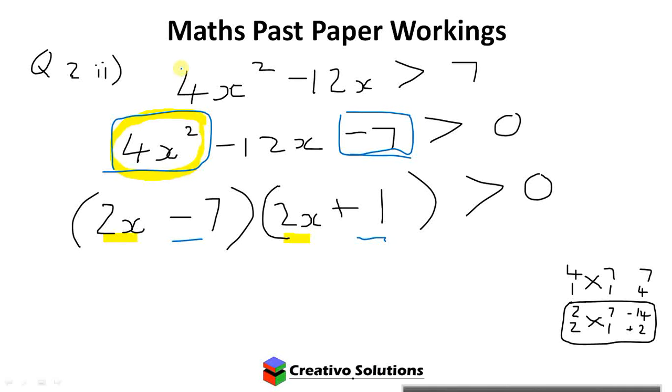Minus 14 plus 2. Yes, minus 14 plus 2 gives you the middle term. So say 2 times 7 is minus 14, and 2 times 1 is minus 2. So which one's plus and which one's minus? How do you do it? Well, the bigger number in the middle is what? Minus 12. So that means the 14 needs to be the minus and the 2 needs to be the plus. So the one will be plus and the one will be minus. So it'll be minus 7 and plus 1.